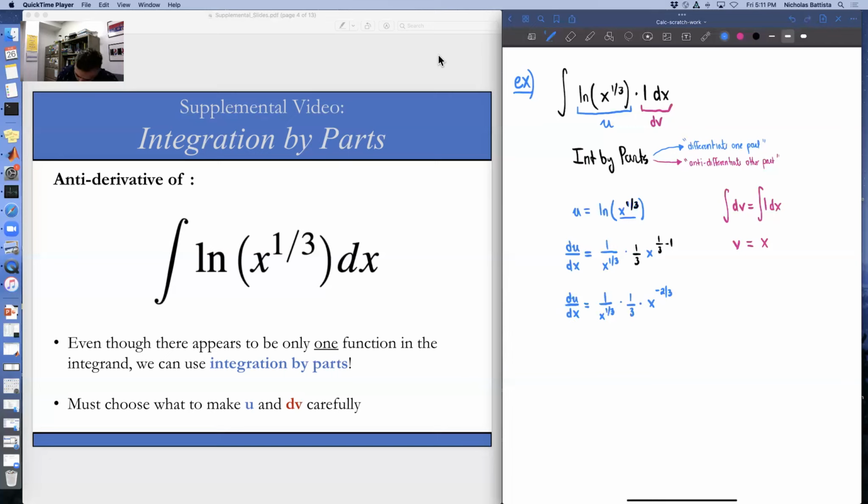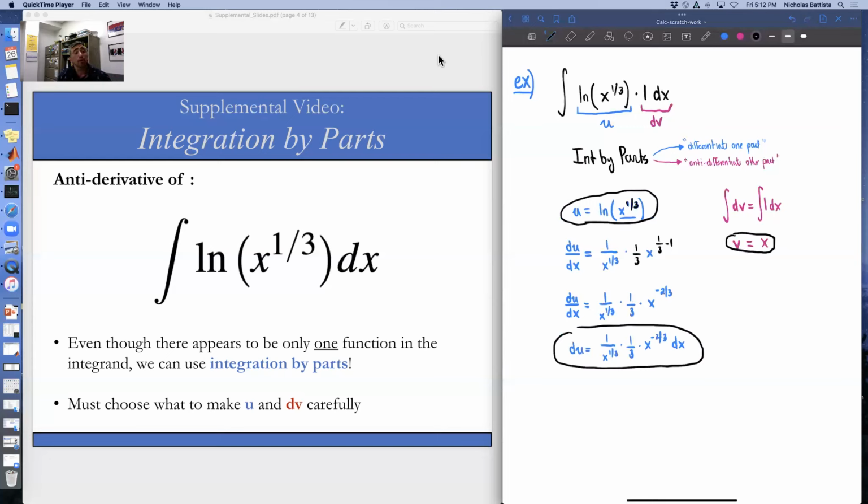If we go ahead and do that, we get our final du, which is equal to 1 over x to the 1/3 times 1/3 times x to the minus 2/3, and then times that dx. If you remember correctly, the reason we need a u, a du, and a v is because all of these characters are in our integration by parts formula. In the integration by parts formula, we take what we have for u, multiply by that v, and subtract the integral of v du from it.